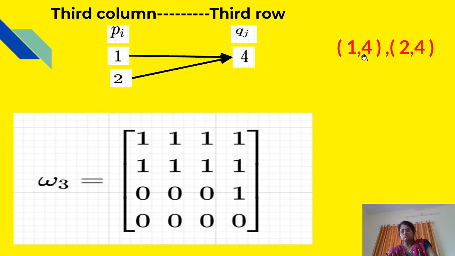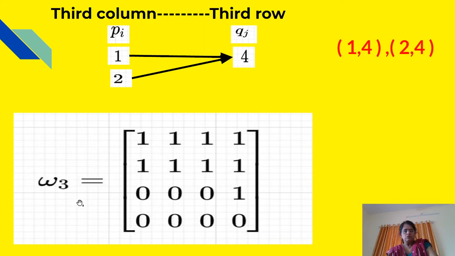Therefore, at the places 1, 4 and 2, 4, there will be added 1. That is, 1, 4 means this one, and 2, 4 means this one, is added in W3. Remaining all ones are there as it is as before in W2. Now, we will see W4.